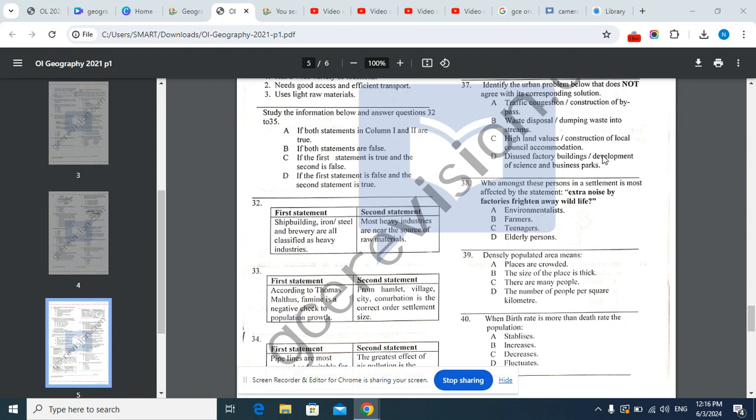Question 33. The first statement says, according to Thomas Malthus, famine is a negative check to population growth. The second statement, from hamlet, village, city, conurbation is the correct order of settlement size. The answer is C.